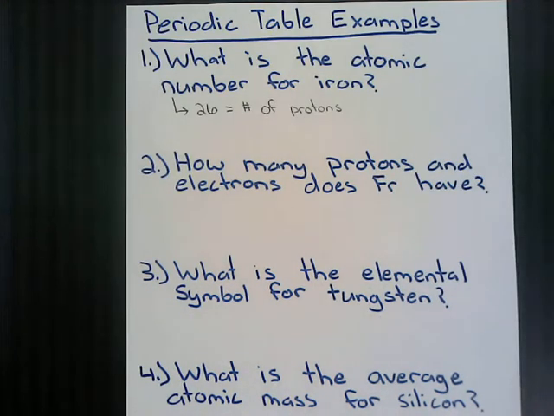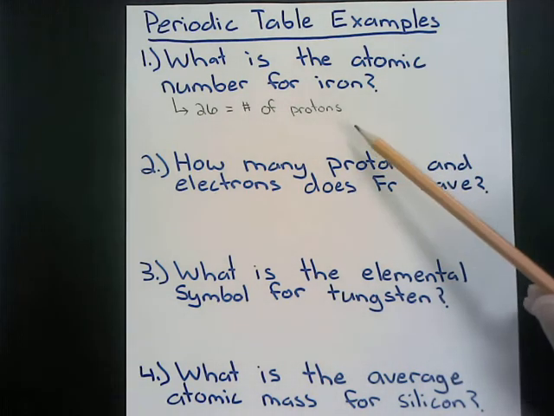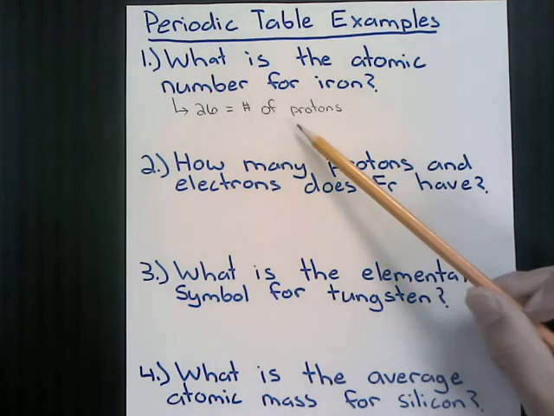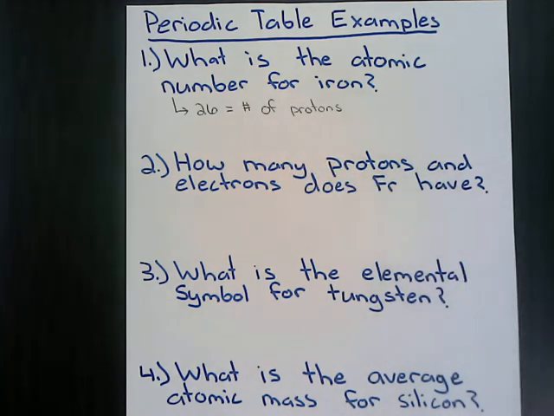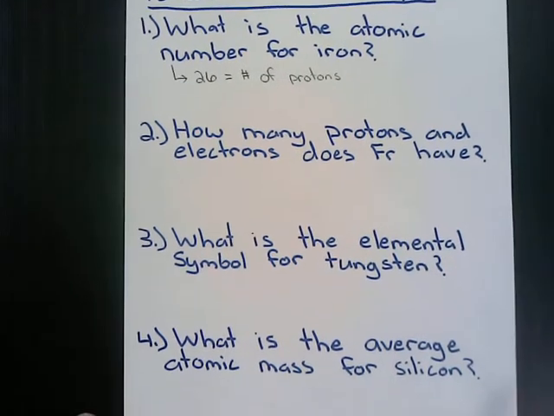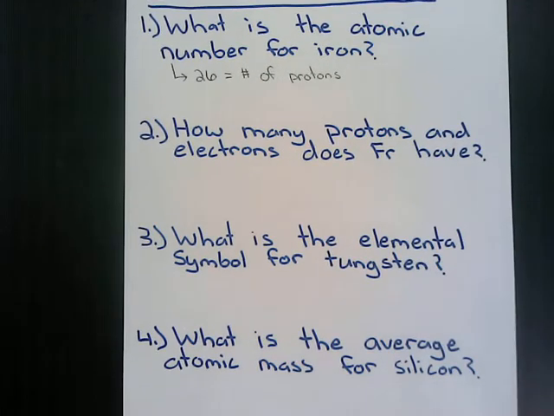Now, because I have told you that until we get to ions, we can assume everything is neutral, in a neutral iron atom we have not only 26 protons, but also 26 electrons. Now, the next question is this: how many protons and electrons does Fr have?